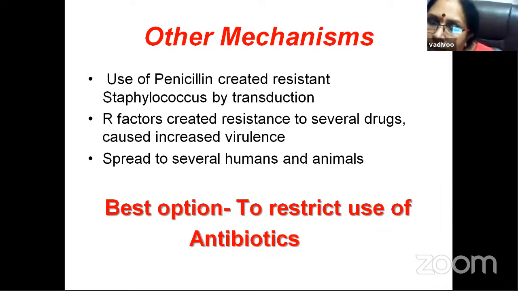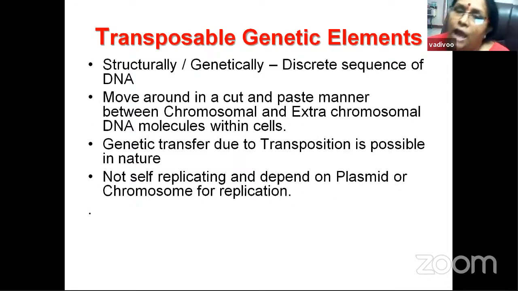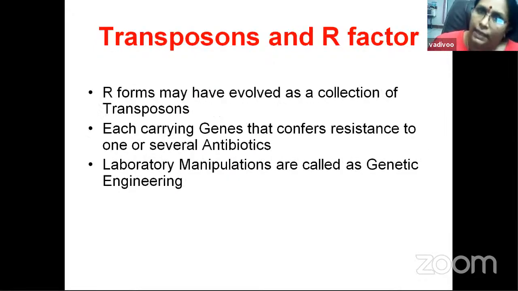So how do you stop the mechanism? The best option is restricted use of antibiotics. And then what are called transposable genetic elements? Structurally and genetically, it is a discrete sequence of DNA. It is present in the DNA itself. So it moves around in a cut and paste manner between chromosomal and extrachromosomal DNA. This transposon can be present in the bacterial chromosome and in plasmids as well. This genetic transfer due to transposition is possible in nature, and it is not self-replicating. So it depends on the plasmid or chromosome for replication.